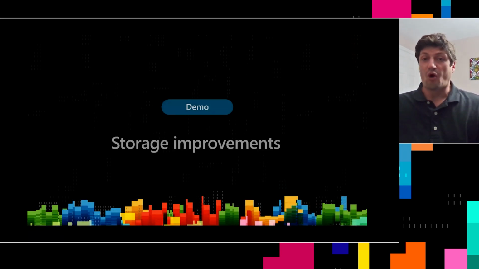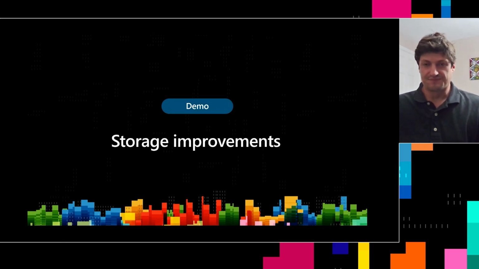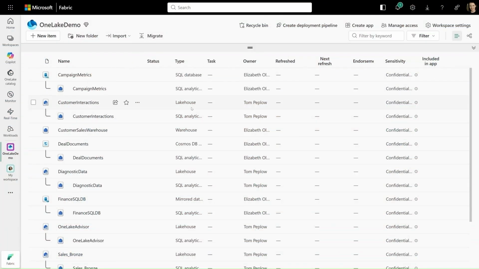Let's look at a quick demo of all the storage improvements that we've just released. Let's take a look at some of the new OneLake storage features. Starting here in this workspace. It's busy, it's real, and it looks like what most teams run in production. This is exactly where OneLake shines because all your data is together in one place, making it easy to manage things like cost and security without managing separate systems.